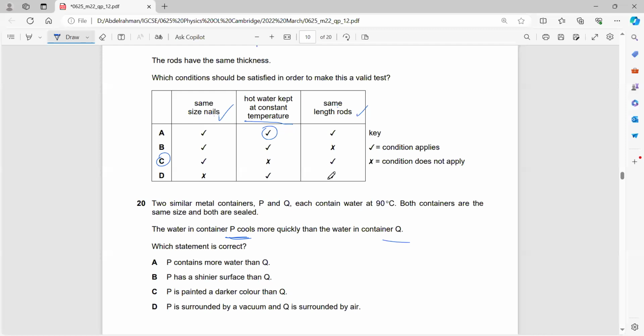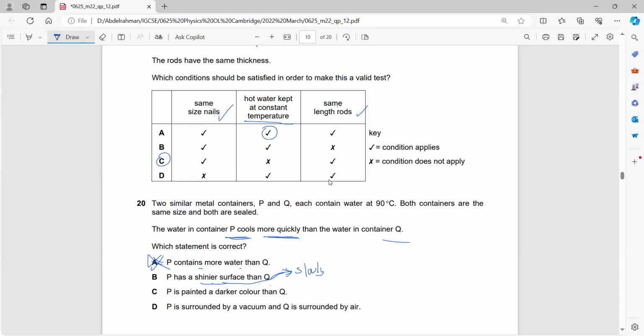Why does P cool more quickly? P contains more water than Q. No, that doesn't have to do with the rate of cooling. P has a shinier surface than Q. P cools more quickly, so if it had a shinier surface, this means it would have cooled more slowly.